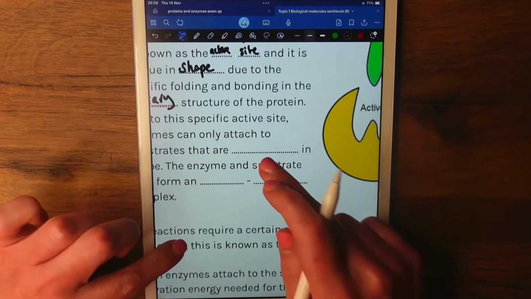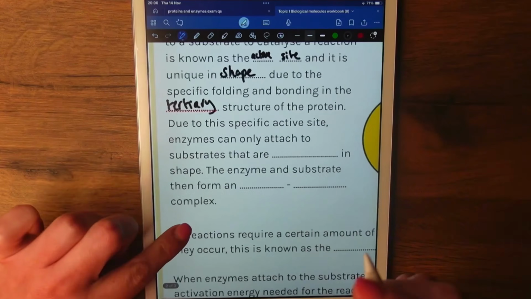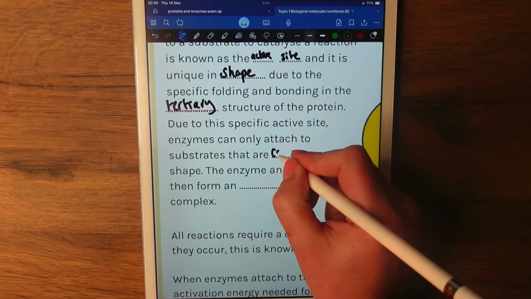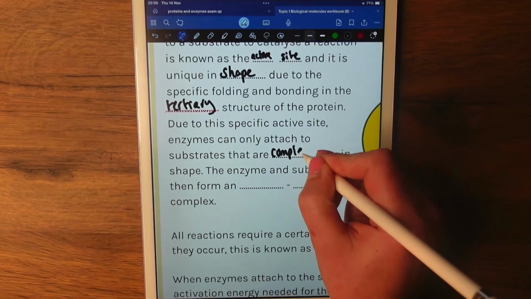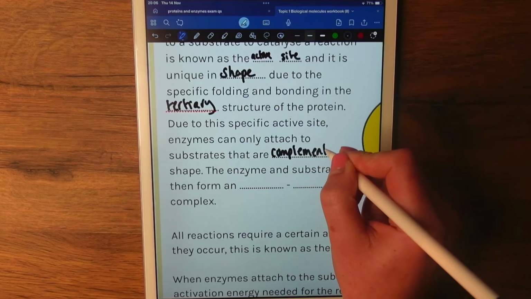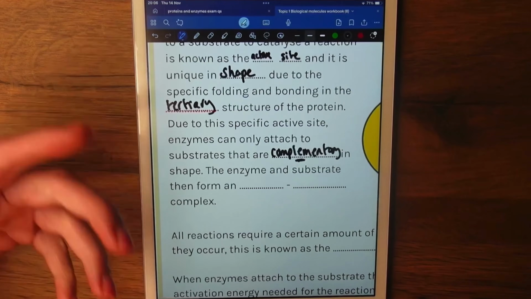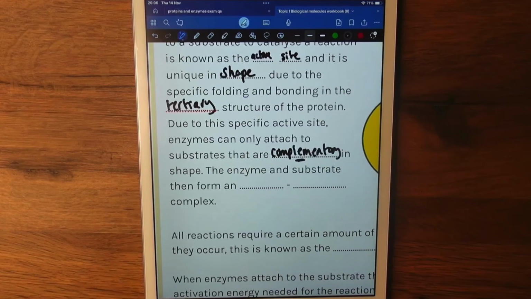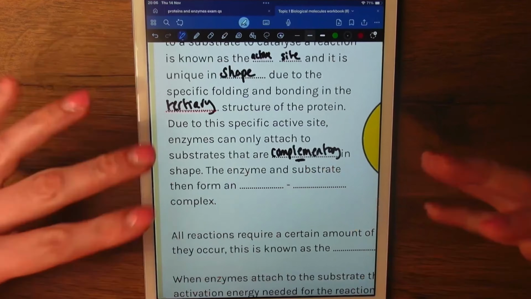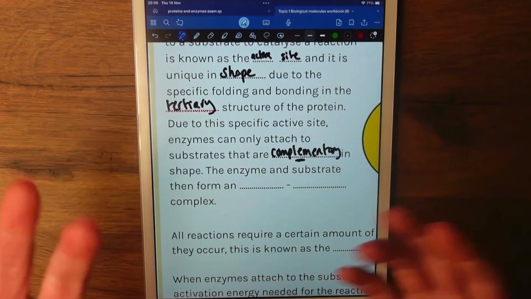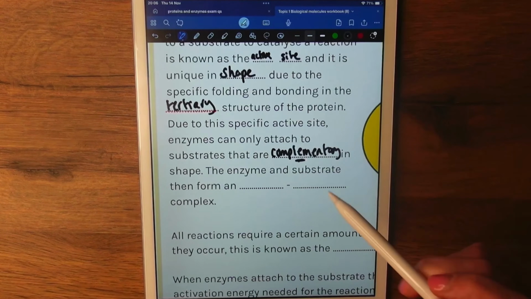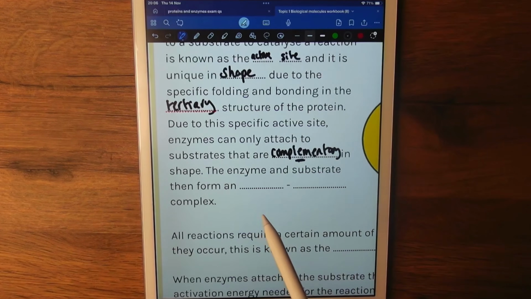Complementary, yeah, but can you make sure you are definitely using the correct spelling of complementary? So compl with an E, complementary. If you spell it with an I there, that's when you say something nice to someone. So complementary with an E means like shapes fitting together, opposite shapes fitting together. So the enzyme and substrate then form a something complex. So this is a key marking point that is always worth a mark.